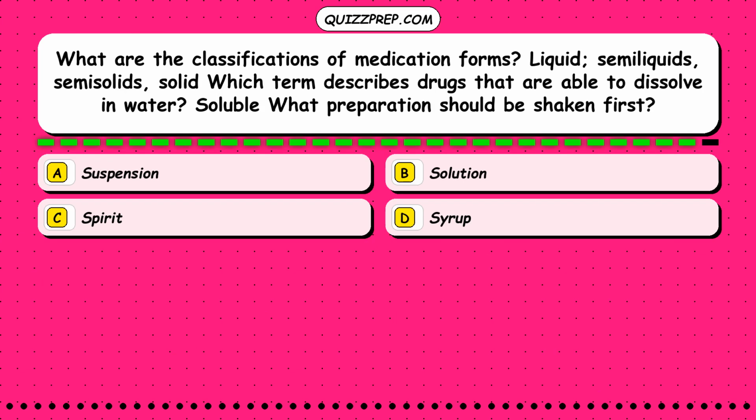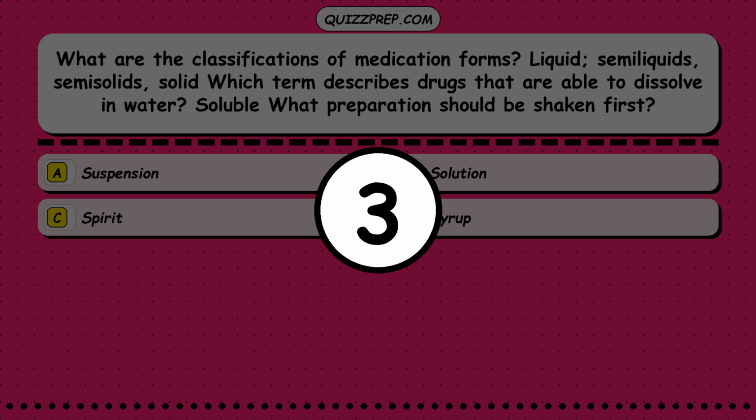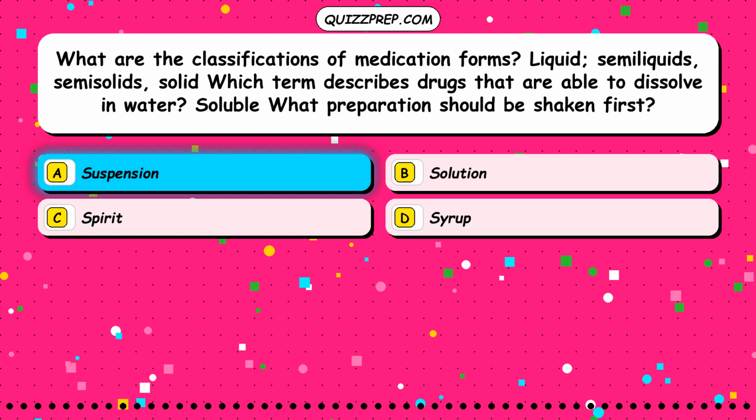Question 357. What are the classifications of medication forms? Liquid, semi-liquids, semi-solids, solid. Which term describes drugs that are able to dissolve in water? Soluble. What preparation should be shaken first? Option A, suspension. Option B, solution. Option C, spirit. Option D, syrup. The correct answer is option A, suspension.